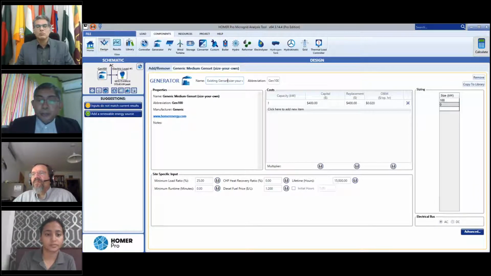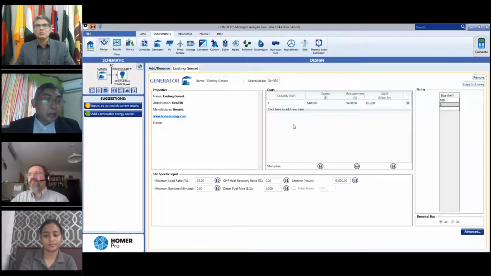Just to indicate that this genset is already there, we can put here 550 because in this village they already have a 550 kilowatt genset. Now we can add other information. Based on that 550 kilowatt genset, the capital cost is 0. 0 means it's already there, so you don't have a capital cost. But in case you want to replace, the replacement cost is 200,000.